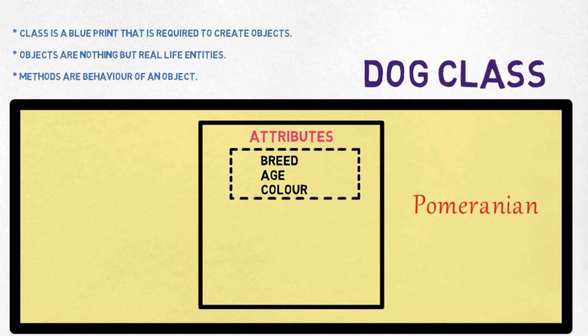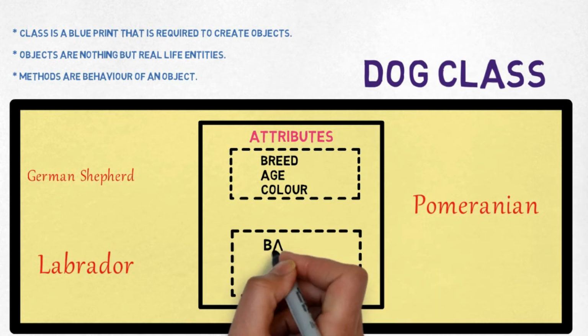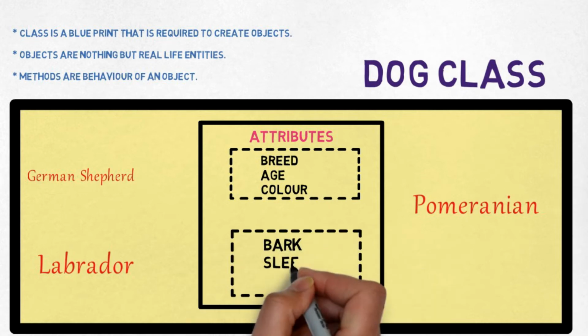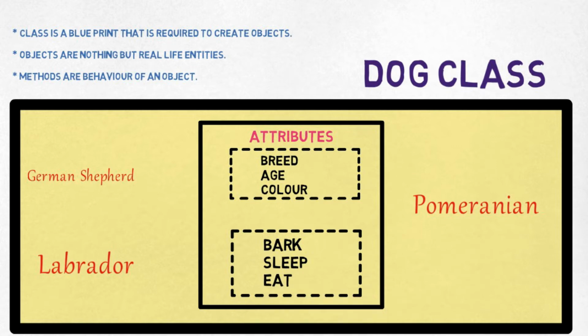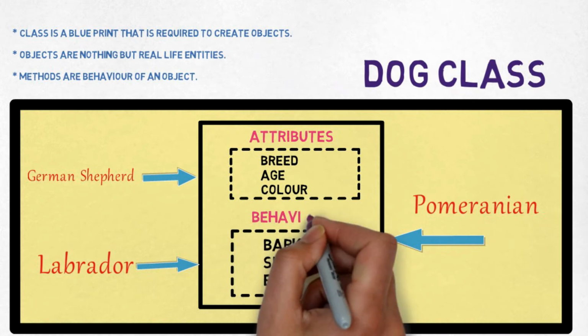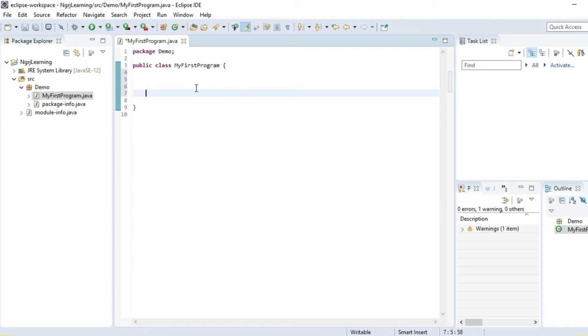Pomeranian, German Shepherd, Labrador are different dogs. Assume these are like objects of the dog class. These dogs share some common behaviors like all dogs eat food, bark and sleep. We can call these behaviors methods of the class. I believe now you have a clear idea about what a class, its methods and objects are. Now we will create the main method.